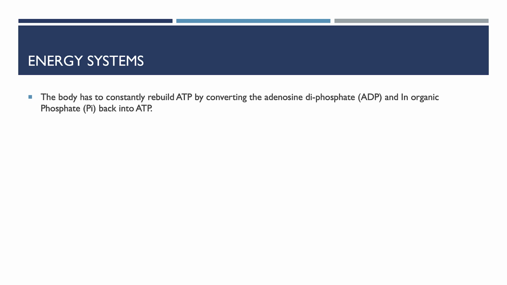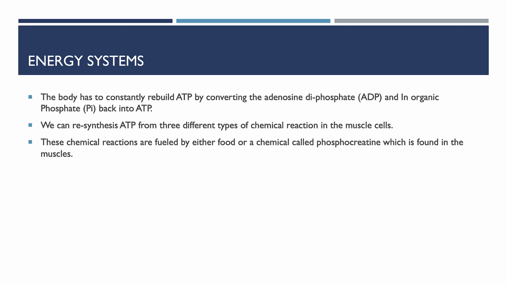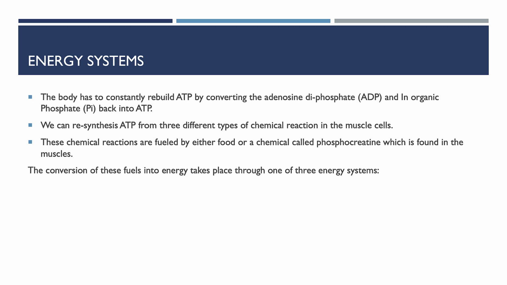Energy systems. The body has to constantly rebuild ATP by converting the adenosine diphosphate and inorganic phosphate back into ATP. We can resynthesize, basically recreate, ATP from three different types of chemical reactions in the muscles. These chemical reactions are fueled by either food or a chemical called phosphocreatine, which is found in our muscles. The conversion of these fuels into energy takes place through one of three energy systems: the aerobic system, the ATP-PC system, or the anaerobic glycolytic system.